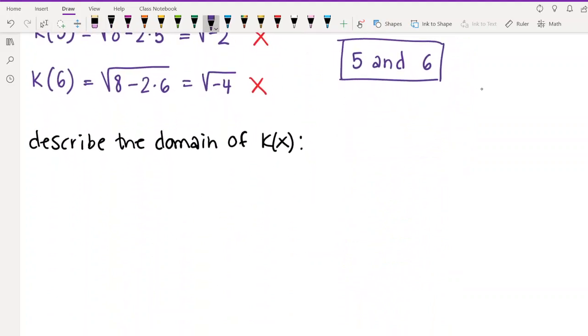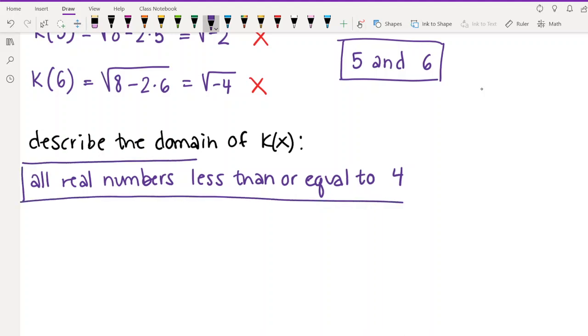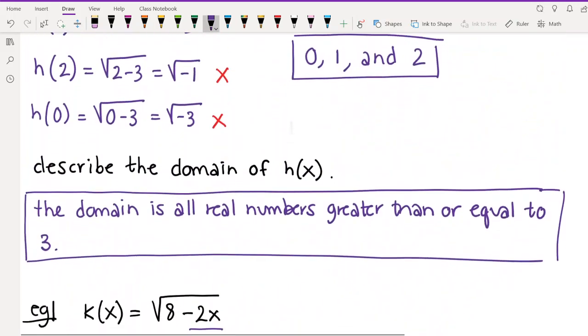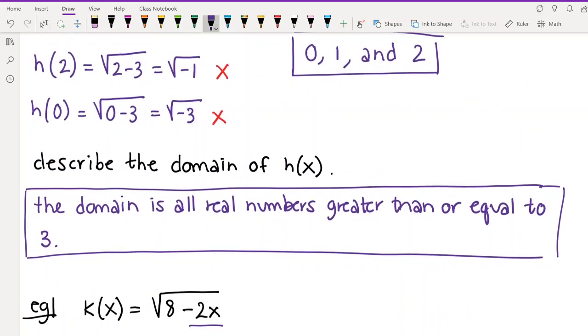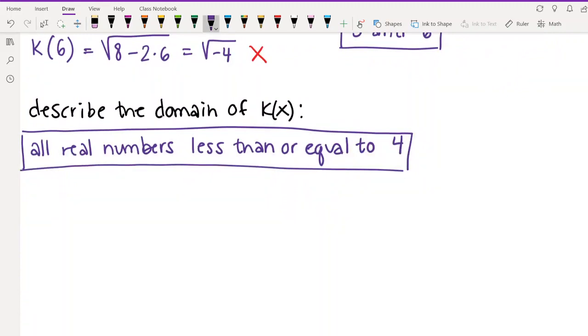So the domain is all real numbers less than or equal to 4. And so what I wanted to point out, the reason we did these two examples that maybe seemed kind of similar: notice that on the first one, our domain involved the phrase greater than or equal to, whereas in this one, the domain involved the phrase less than or equal to.